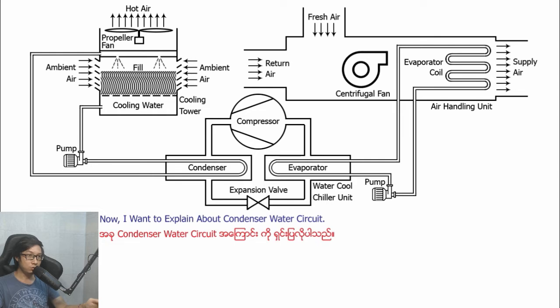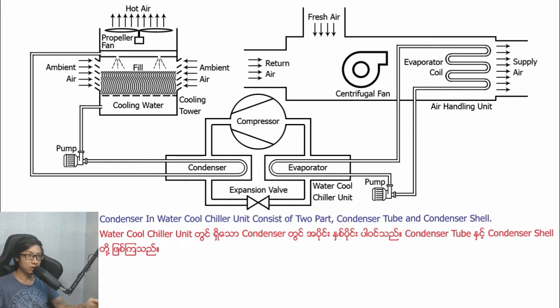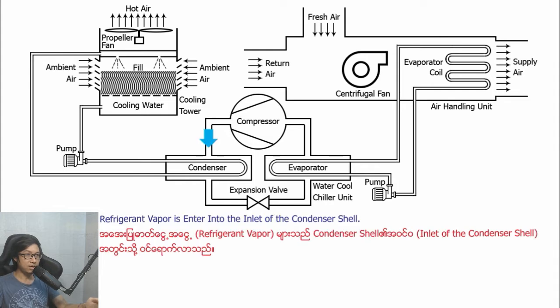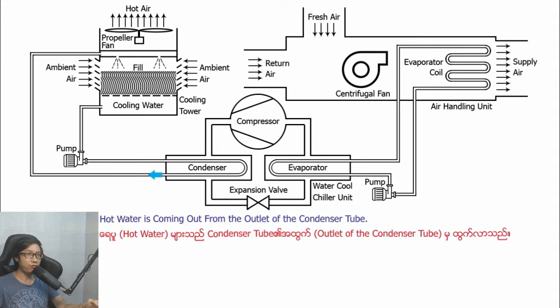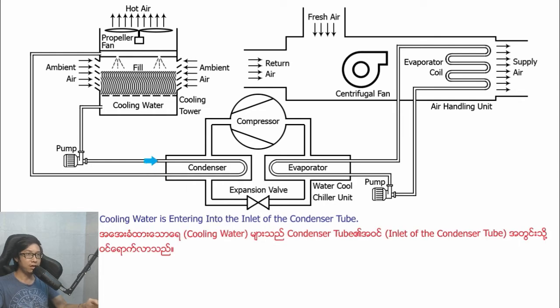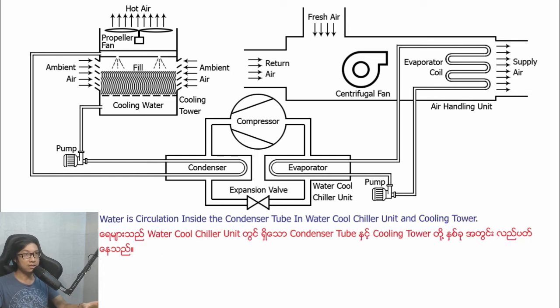Now, I want to explain the condensate water circuit. The condenser in the water-cooled chiller unit consists of two parts: the condenser tube and the condenser shell. Refrigerant vapor enters the inlet of the condenser shell. Refrigerant liquid comes out from the outlet of the condenser shell. Hot water comes out from the outlet of the condenser tube. Cooling water enters the inlet of the condenser tube. Water circulates inside the condenser tube in the water-cooled chiller unit and the cooling tower.